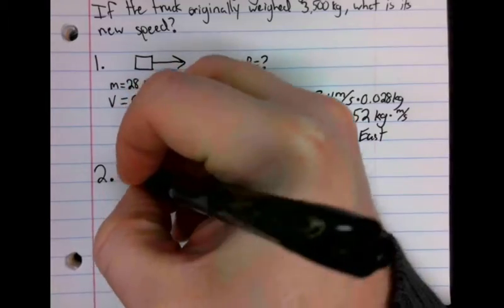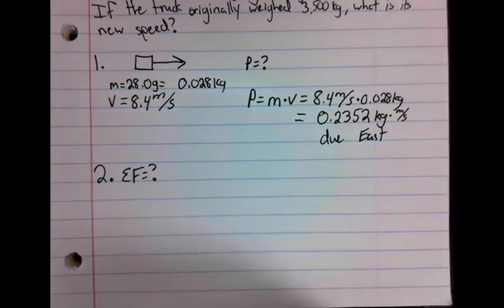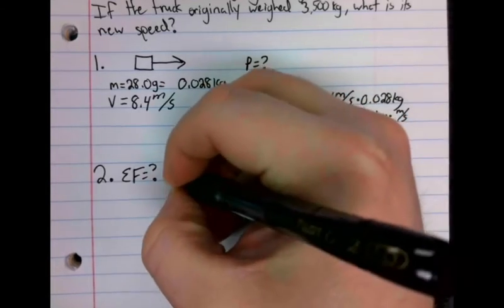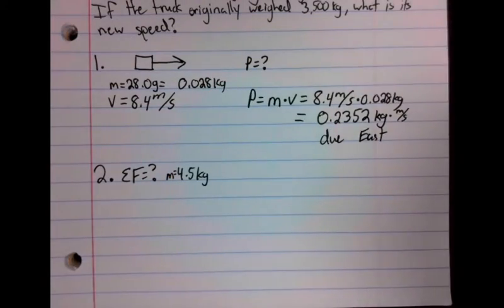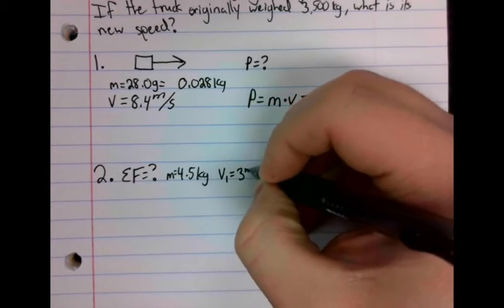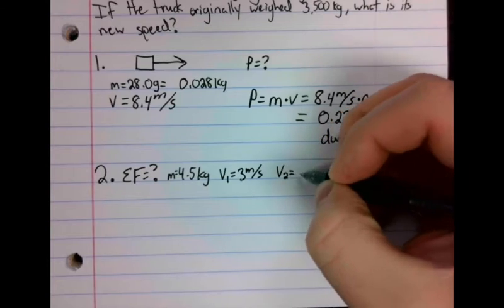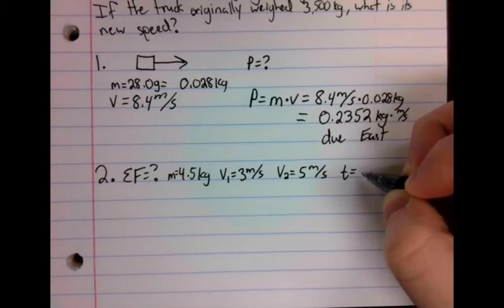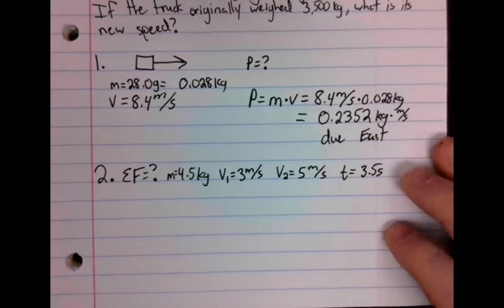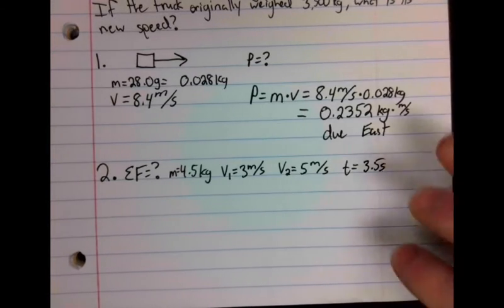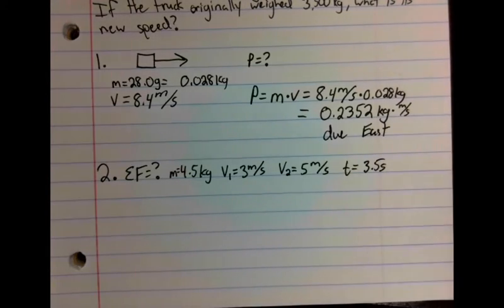What is the force needed to cause a 4.5 kilogram, so that's our mass, car to increase in speed? So our V1 is 3 meters per second. Our V2 is 5 meters per second over a time period of 3.5 seconds. Now, I'm only doing this in a line because I'm worried about running out of space, and I'm feeling really lazy today. I don't want to actually flip the page. But we should have enough space for this.